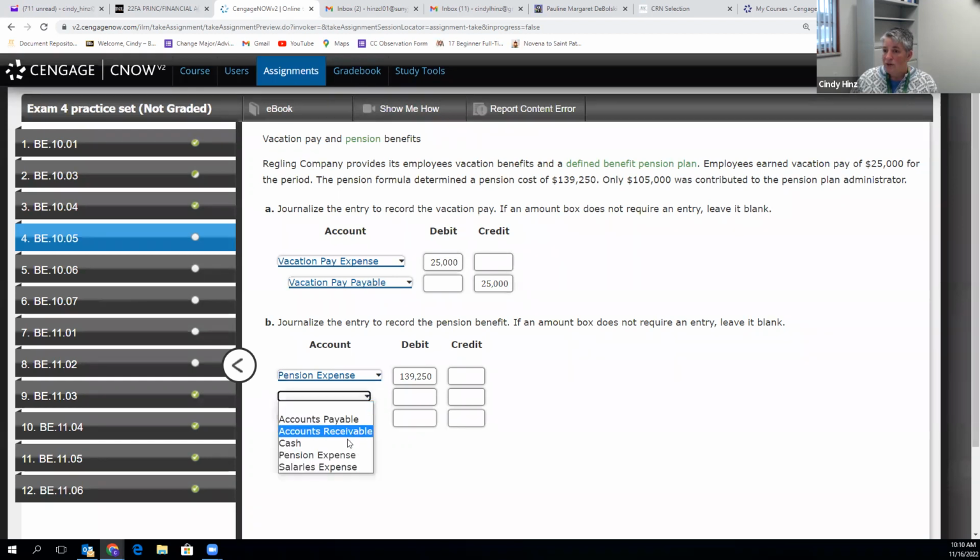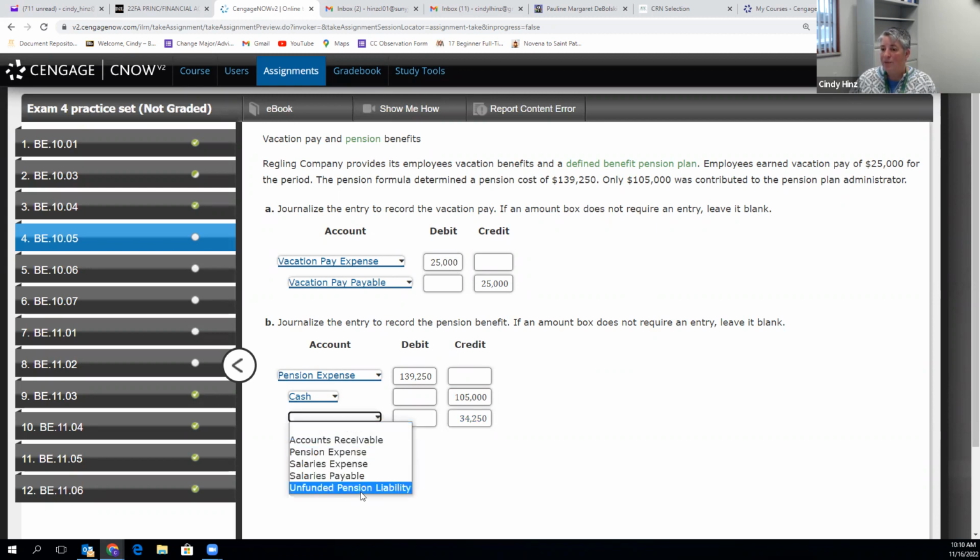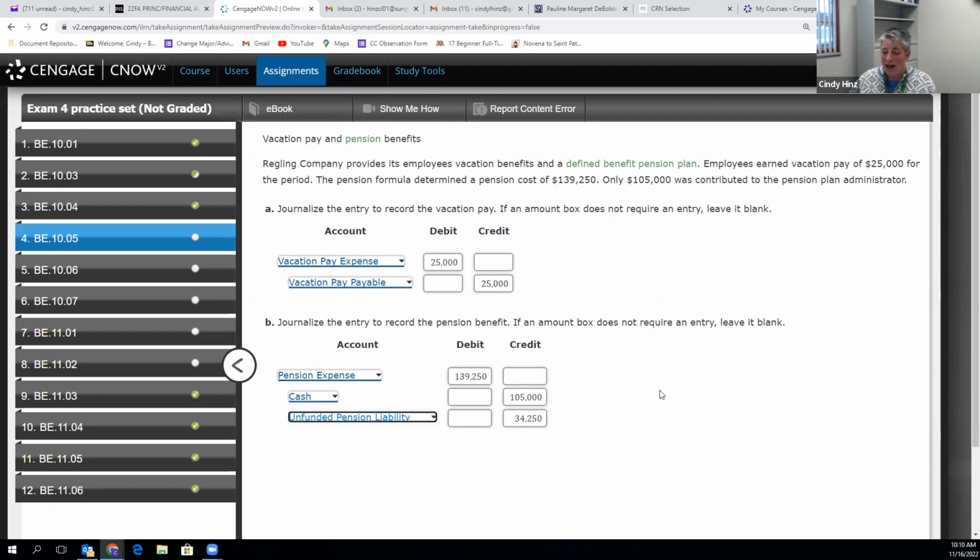They made a contribution of $105,000 to the pension plan. And so that's a use of cash, a credit to cash. And we still need to balance this entry. So the difference would be $34,250. And that represents the pension liability that has not been funded. And so companies are now required to report the pension that they anticipate needing to spend, that they're not setting aside at this time.